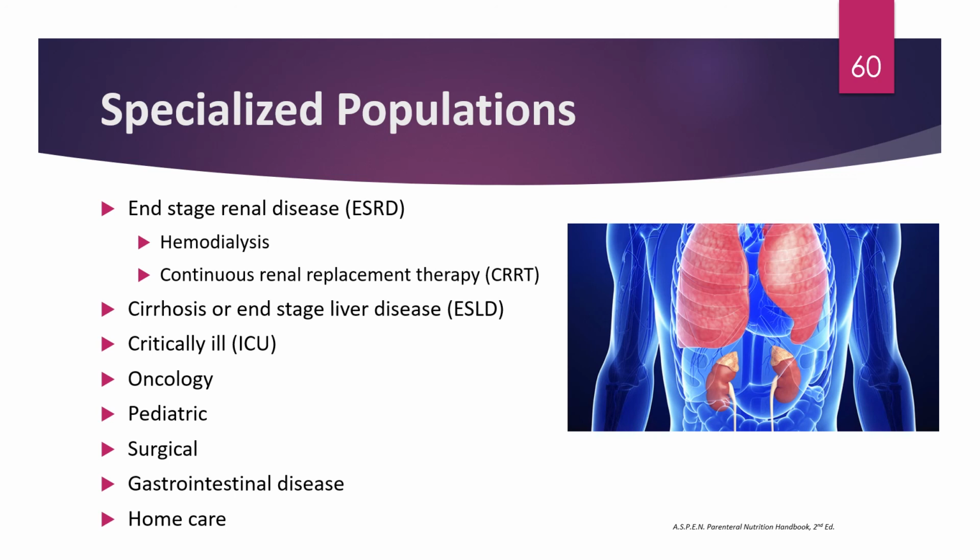End-stage renal disease, including hemodialysis and CRRT, is a big specialized population that is common in a lot of different patients, and that can affect our protein and calorie goals sometimes. Cirrhosis or end-stage liver disease, critically ill patients, as we've discussed throughout this talk, oncology patients, pediatric patients, surgical patients, gastrointestinal patients, and home care patients. So just keep in mind that today's talk is more generalized for the general population, but there are also many different specialized populations out there.